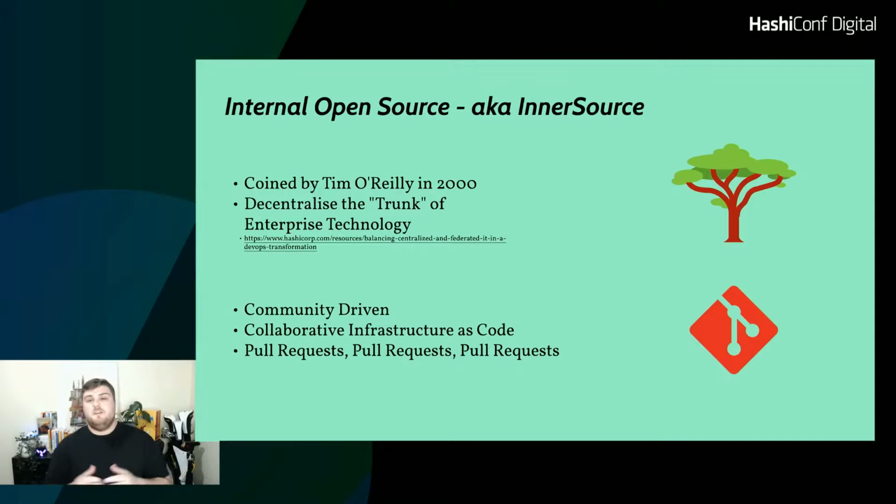And Armon, who had an amazing keynote the other day, has a really great article and a video, in fact, on the HashiCorp resources page, which everyone should definitely go and watch. But he really tries to break down decentralizing the trunk of enterprise technology, which is super, super important. But essentially what we want to do is we want to feed off the middle branch. We want to enable teams to grow from a shared baseline rather than trying to plant a forest, as an example, and to stick with the analogy. And we want to do that through community-driven collaborative infrastructure as code.